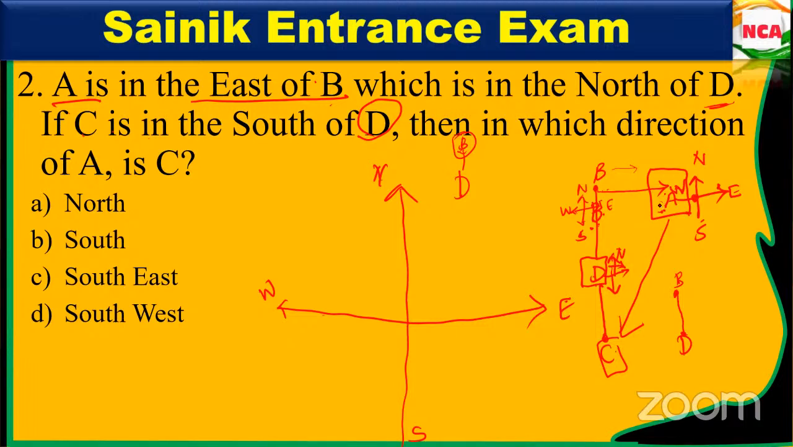Ma'am, where is C? South? It is between west and south, no? Ma'am, southeast. No, how come southeast? It is between south and west only, no? D is the right answer. Yes, so you can draw like this, okay? If I draw south here, it is in the southwest direction. Okay, don't worry, I'll repeat it.